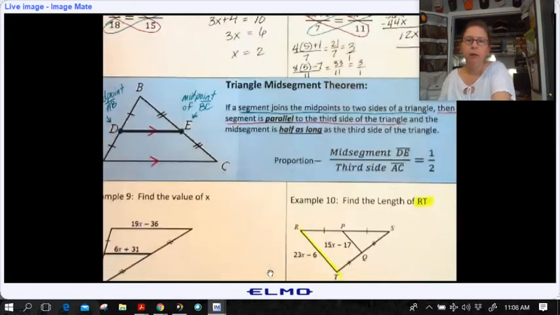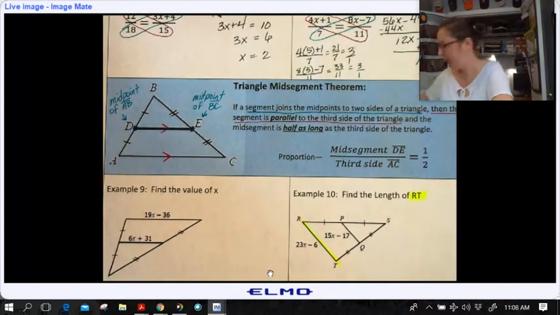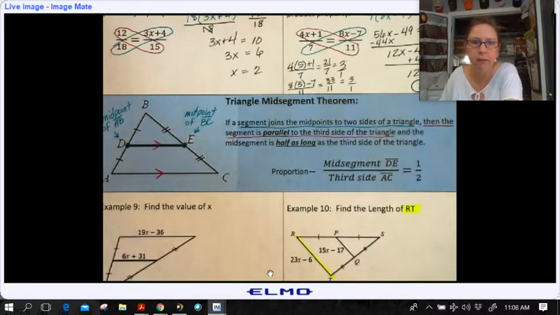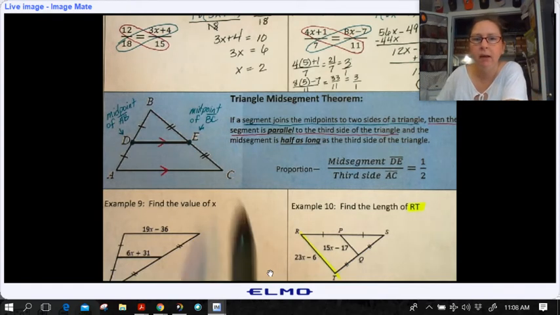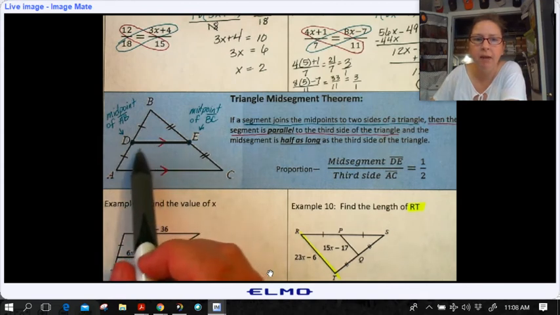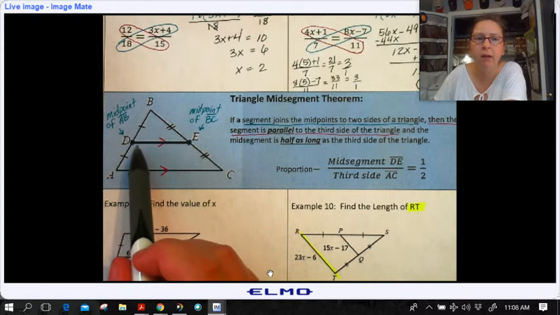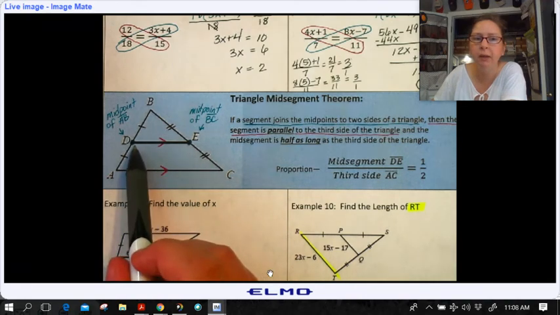All right, this is going to be something brand new that we have not discussed prior to this lesson. Okay, the triangle mid-segment theorem. Here's what it says. It says if I have a segment in the middle of my triangle that connects the midpoint of this side and the midpoint of this side. Now, how can I tell for sure by looking at this that D is the midpoint of AB?